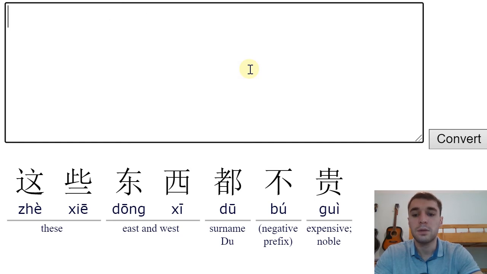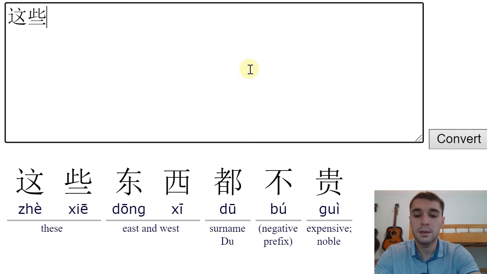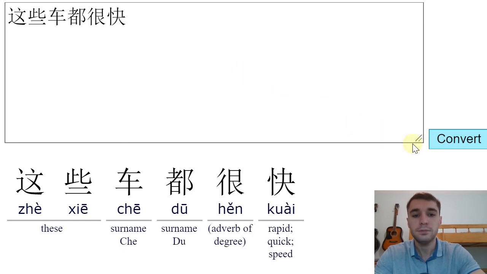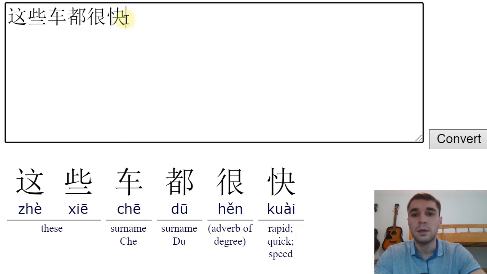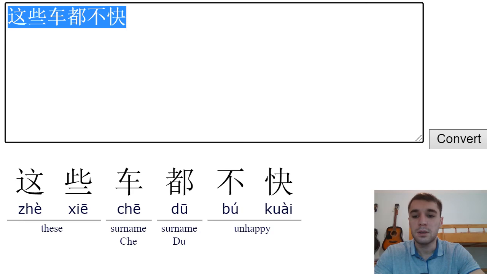Can you say for me? These cars are all fast. 这些车都很快。很快。Okay, now how to say not fast? They are not fast. 不快, they are slow. Okay, that's enough, I think.